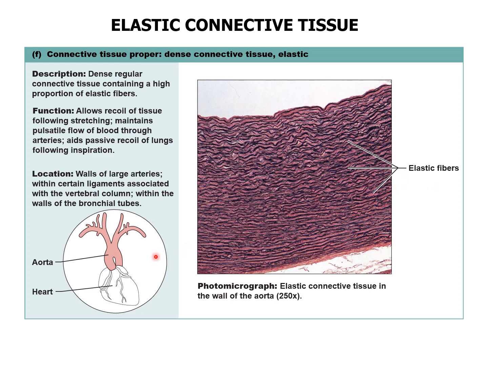Where we need this the most is in our large arteries, the largest being the aorta. The walls of these large arteries have to withstand the blood pressure coming through, so this tissue has to be able to stretch and recoil, and that's what happens here.